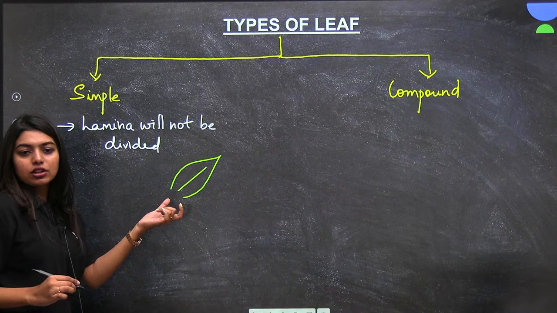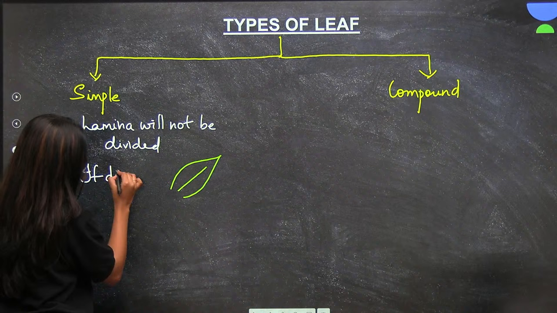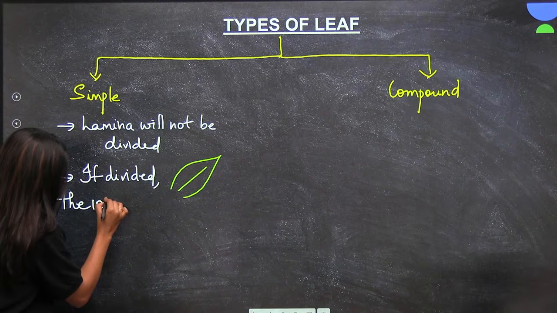Got it? Even if it is divided, there are cases where in simple leaves the division has happened. It's an exception they are saying. If divided, the incisions, this is why I introduced the word before, the incisions will not touch the midrib.